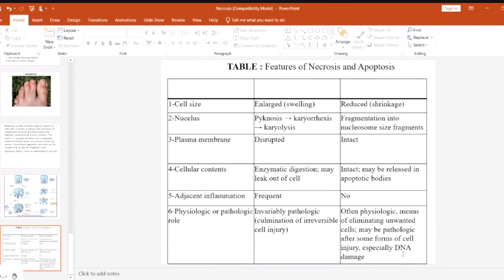Welcome. Tomorrow I will be in the college, in the lab. If you have any question about any lecture, you can ask me tomorrow. I will be in the histopathology lab, so you can come and ask me.